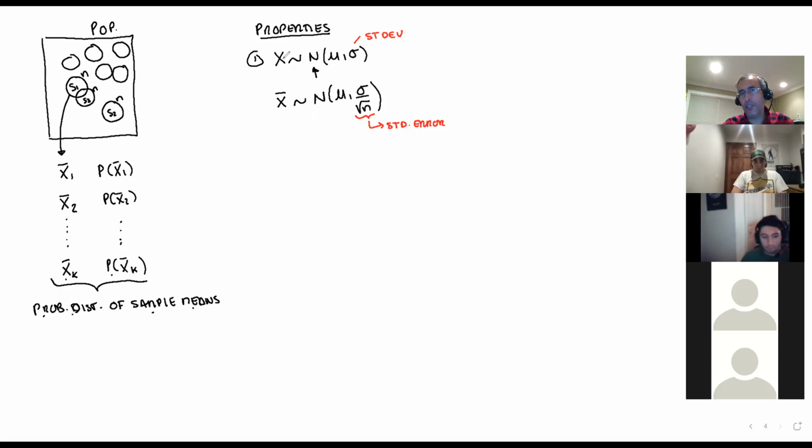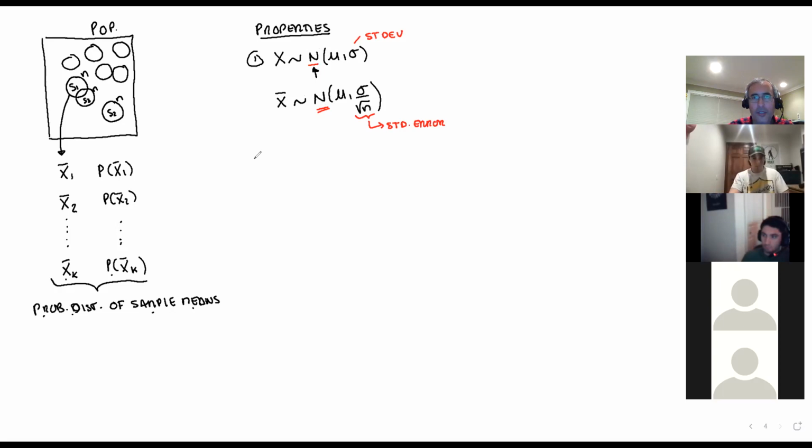Now, property number one, and this property is crucial. If we know, I don't know how, maybe we have done a huge survey, that my population is normally distributed with these parameters, my sample mean, it doesn't matter which sample mean, is going to be also normally distributed. If it's normal, this one here is going to be normal by construction. You don't need to think anymore.